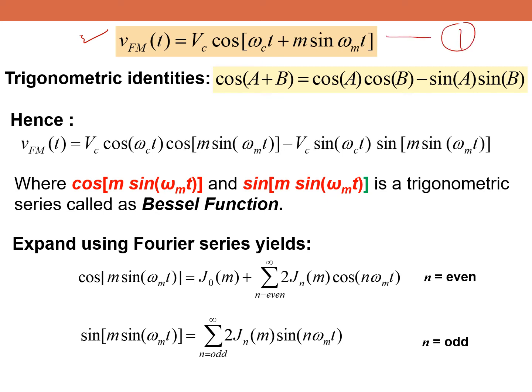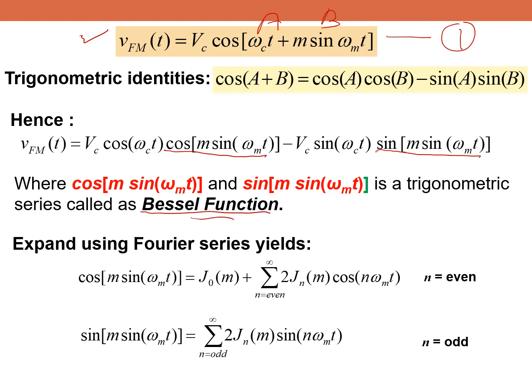Alright, here is A and here is B. Hence, write down the full equation: v_FM(t) equals Vc cos(omega_c t) cos(m sin omega_m t) minus Vc sin(omega_c t) sin(m sin omega_m t). Here is the B. So where cos(m sin omega_m t) and sin(m sin omega_m t) are trigonometric series called Bessel functions.